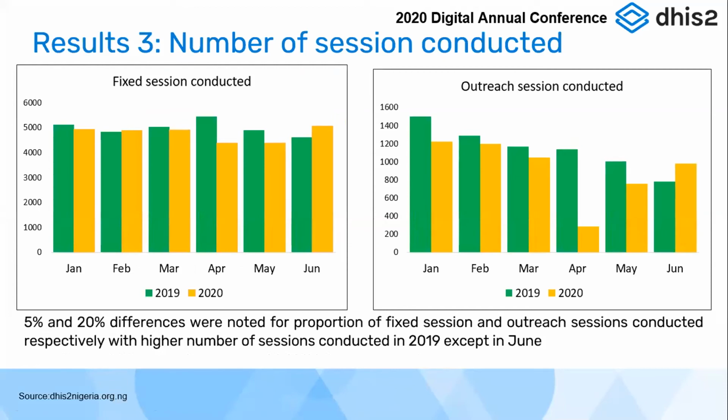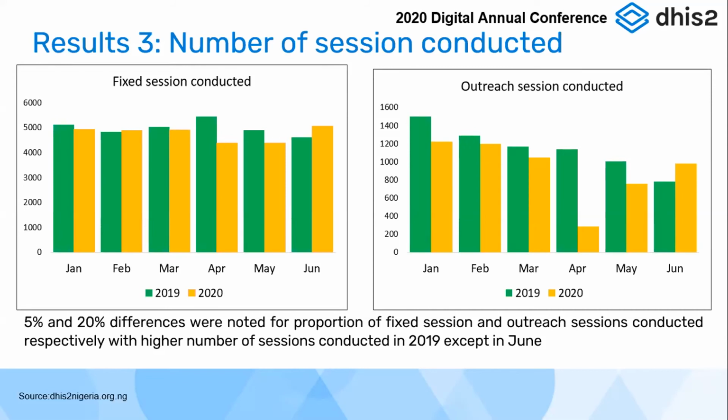Number 3 indicator that we looked at was the sessions that were conducted. And like I said, for routine immunization, there are 2 types of sessions basically. We have a fixed session and then we have the outreach session. So we looked at the number of sessions that were conducted in 2019 and then in 2020. And of course, we observed that there were more sessions conducted in 2019 compared to 2020 for both the fixed and outreach sessions.